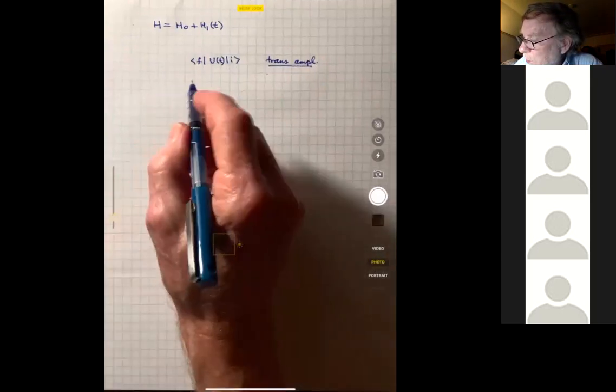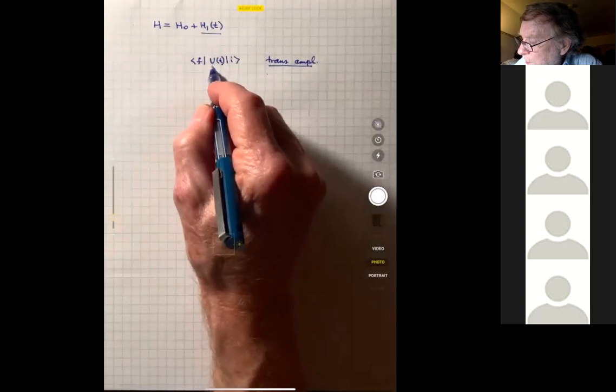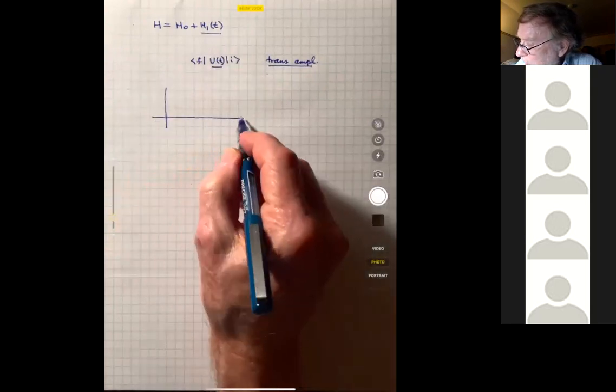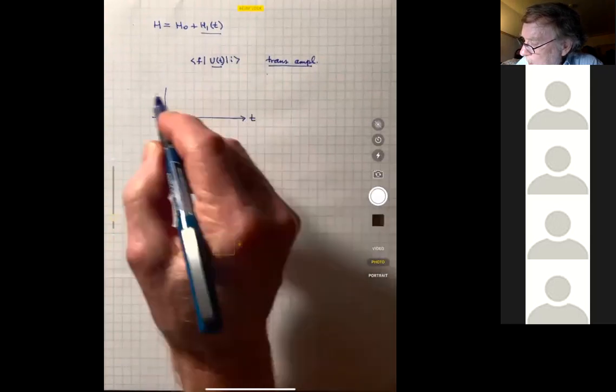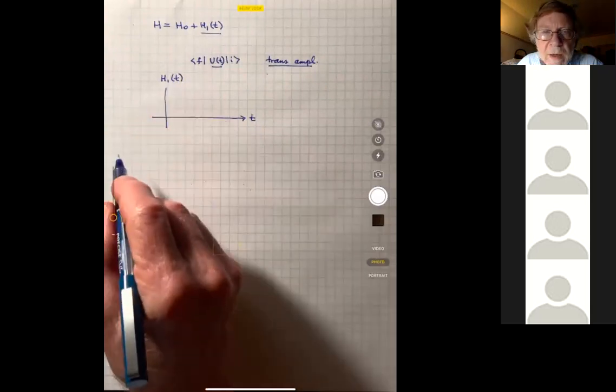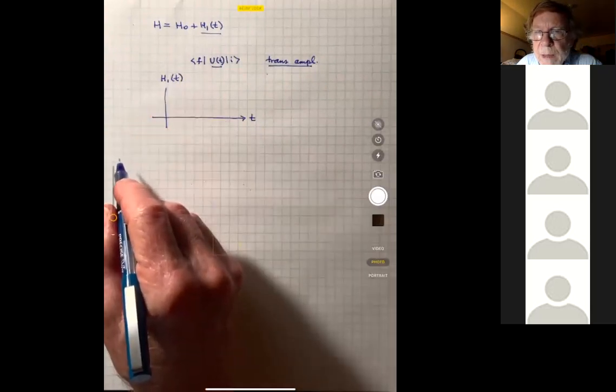Now the perturbation H1 of t may depend on time, in fact, it may depend on time in such a way that it is localized in time. H1 is really an operator, and so I can't really graph it, but I'm going to do it anyway.